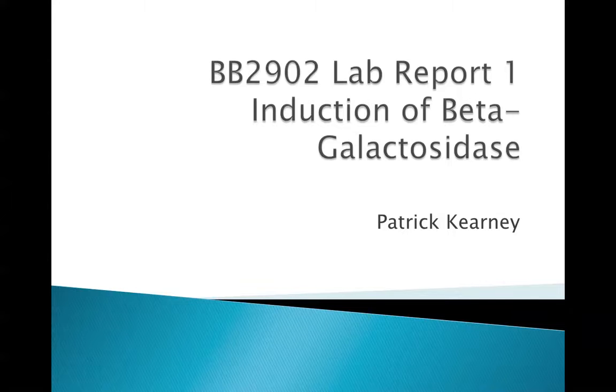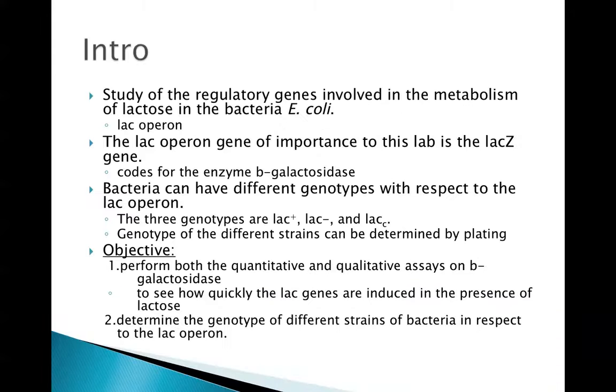Alright, I'll be presenting Lab Report 1 for BB2902, which is titled Induction of Beta-galactosidase. This is a study of the regulatory genes involved in the metabolism of lactose in the bacteria E. coli. The genes involved are the lac operon, and operons are clusters of genes that are turned on or off at the same time, which is known as coordinate regulation.